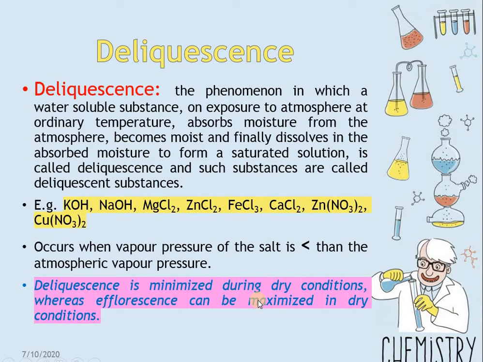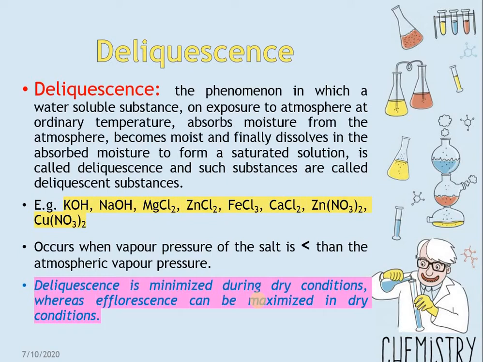Then come to deliquescence. Certain water soluble substances, when exposed to the atmosphere at ordinary temperature, absorb moisture from atmospheric air, become moist, lose their crystalline form and dissolve in the absorbed water, forming a saturated solution. This is the difference. In case of efflorescence, it is loss of water. In case of deliquescence, it dissolves in the absorbed water. These types of substances are called deliquescent substances and the phenomenon is called deliquescency.